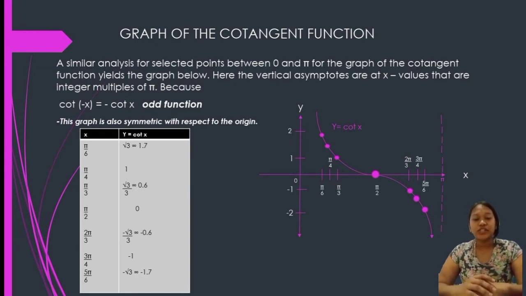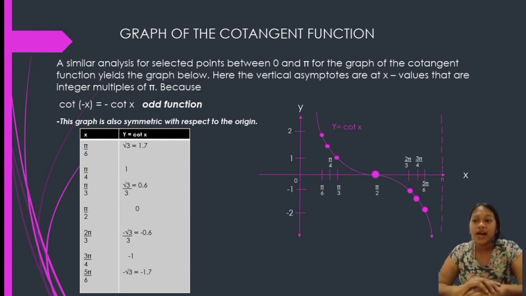Graphs of the cotangent function. A similar analysis for selected points between 0 and pi for the graph of the cotangent function yields the graph below. In the x values, we have pi over 6, pi over 4, pi over 3, pi over 2, 2 pi over 3, 3 pi over 4, 5 pi over 6.